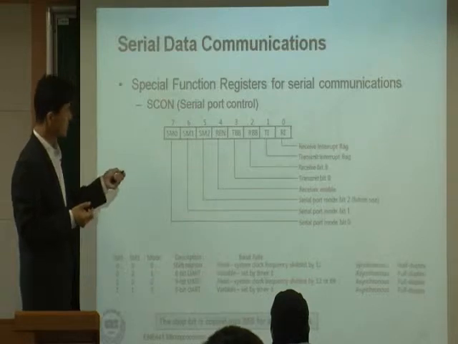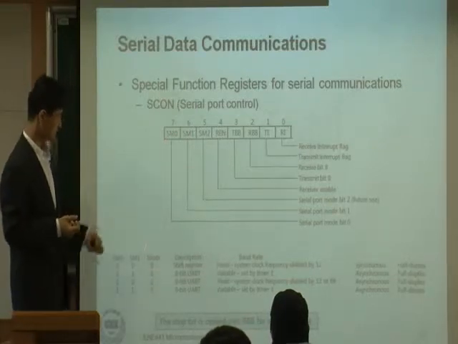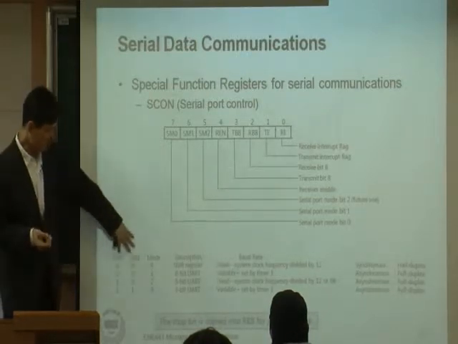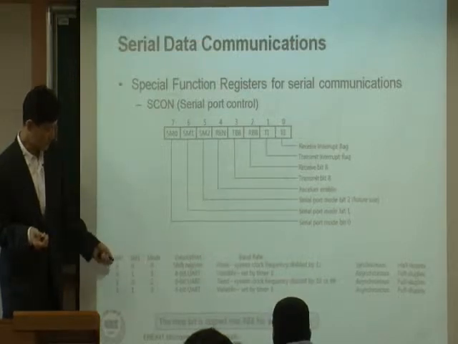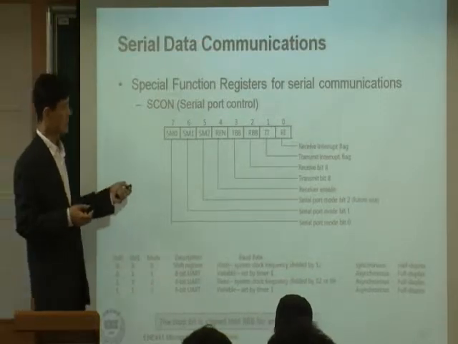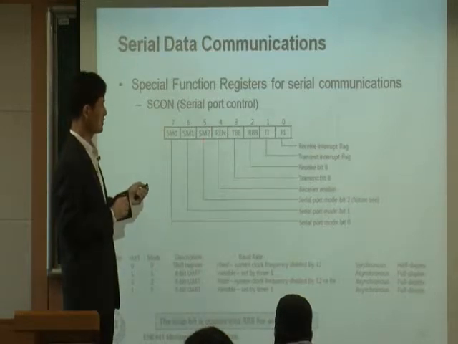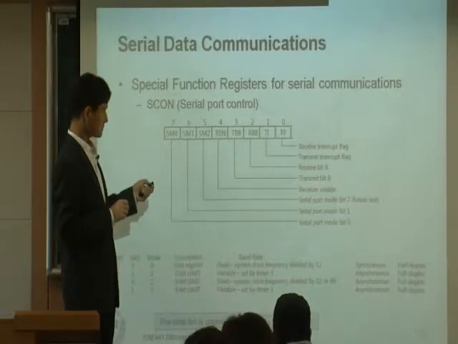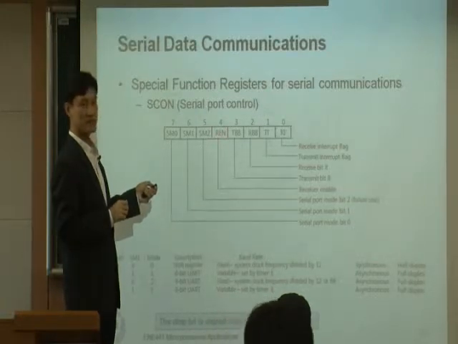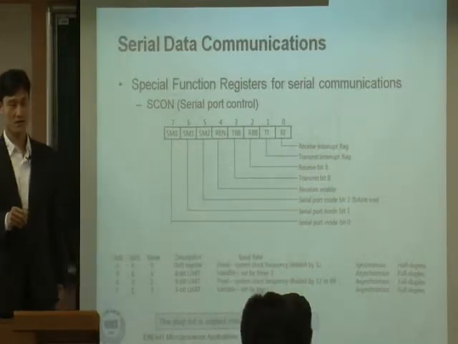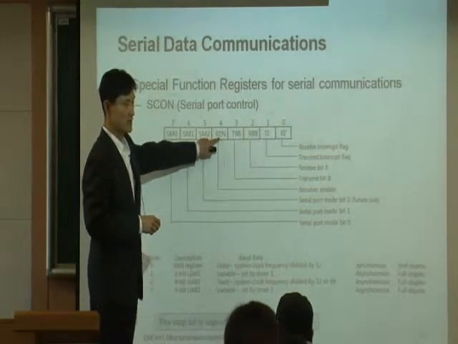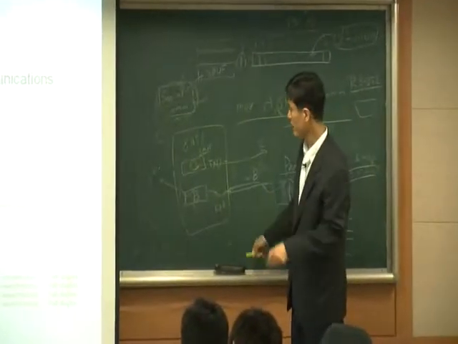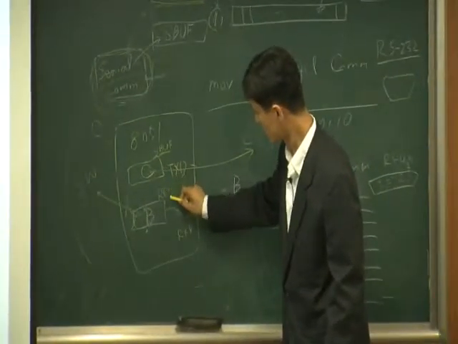Let's look briefly. The SM0 and SM1 bits are used to select the mode, as you can see here. Depending on how you configure these two bits, you are selecting one of the modes. SM2 is not used. This is for future use, but right now we are not using it, so forget this one. REN is receive enable. What is receive enable? This bit is the same as enabling the receive.